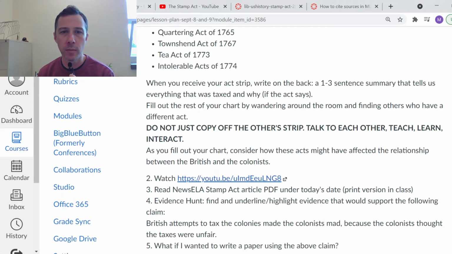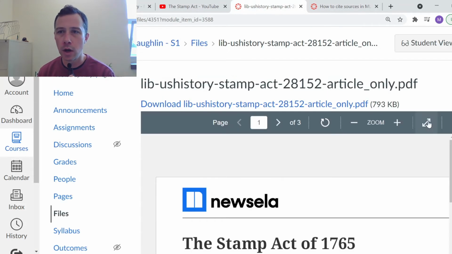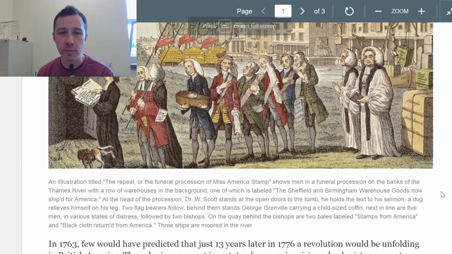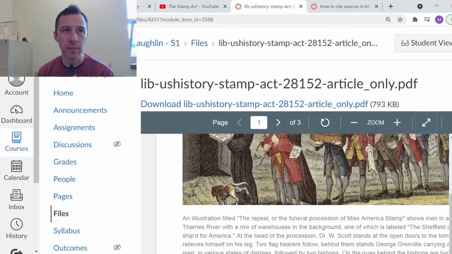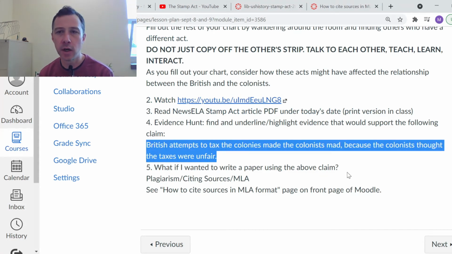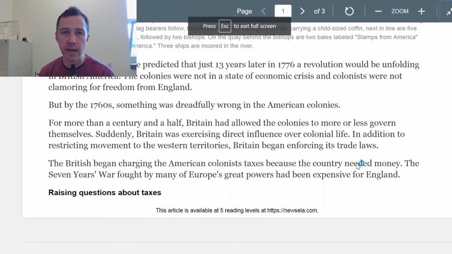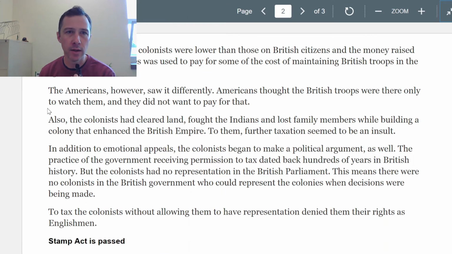Okay, we go from watching that video to a NewsELA article on the Stamp Act itself. Here I'm having them read it silently first through and having them do a bit of an evidence hunt. The claim I give them is this: British attempts to tax the colonies made the colonists mad because the colonists thought the taxes were unfair. Now I'm going to have them find evidence that would support that claim here in the article. There's a lot, mostly right in here.